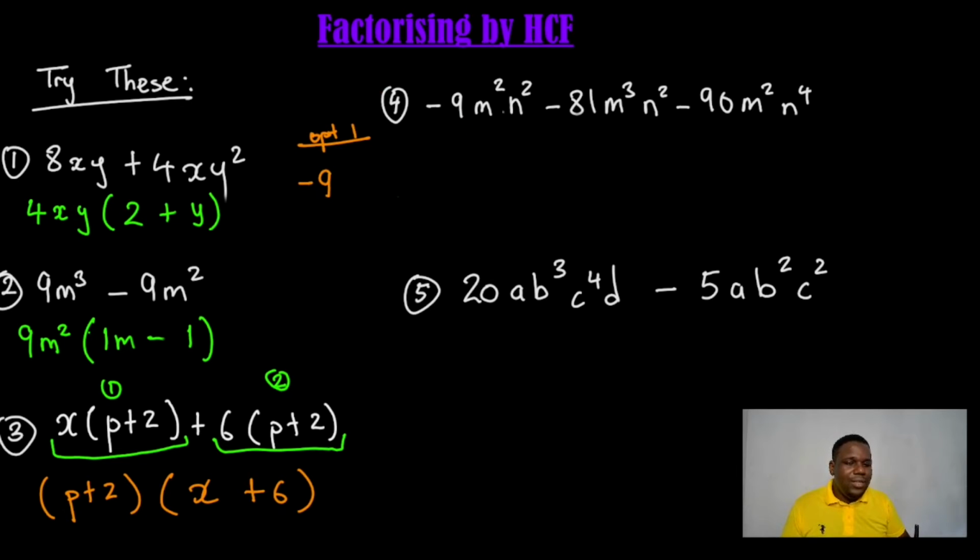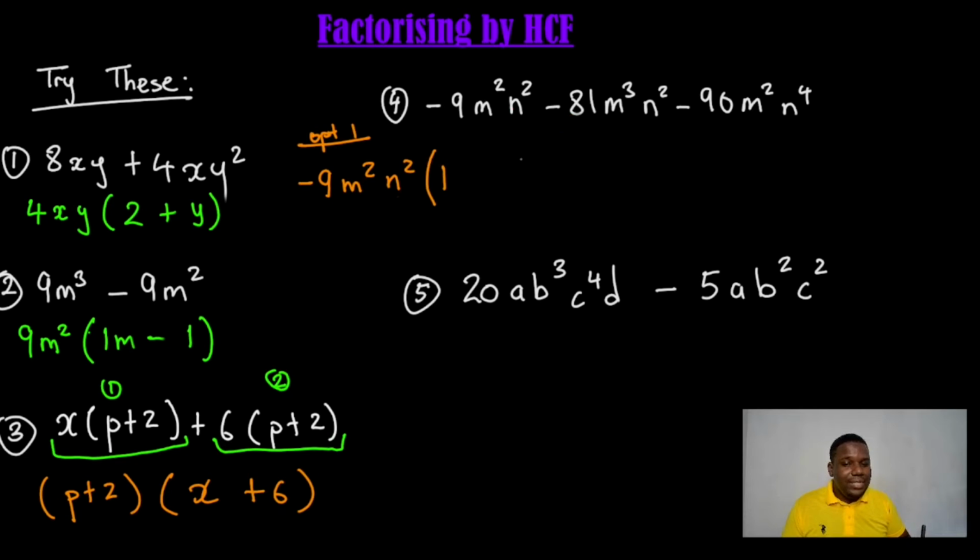All right, so for the variables, we have m squared, m cubed, and m squared. So m squared would be the highest common factor. And n squared, and n to the 4th power. So we have to use n squared, the highest power that is common to all 3 terms. And then we're going to just write our quotients in the bracket. So negative 9 into negative 9 gives us a positive 1. M squared into m squared goes 1. N squared into n squared goes 1. So we're left with a positive 1.